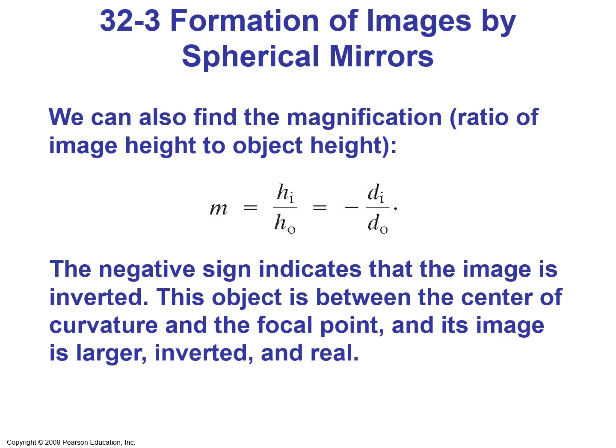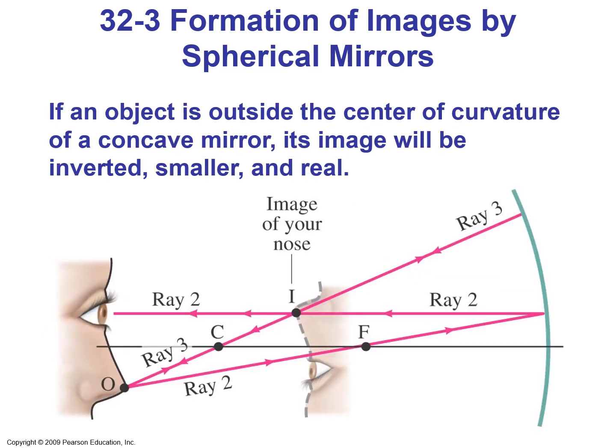This object is between the center of the curvature and the focal point, and its image is larger, inverted, and real. If an object is outside the center of curvature of a concave mirror, its image will be inverted, smaller, and real.